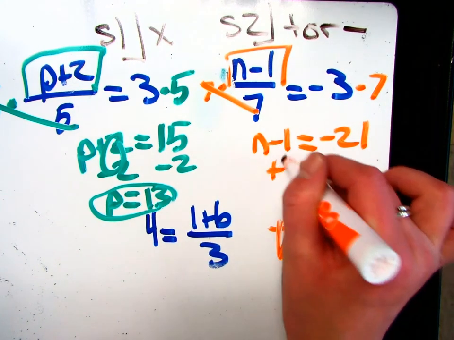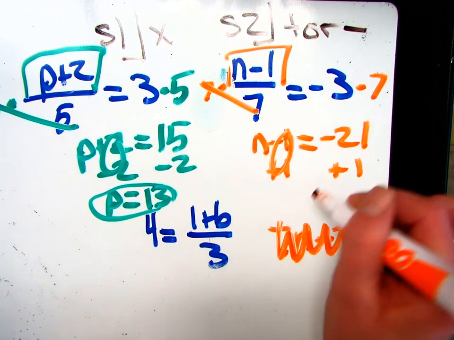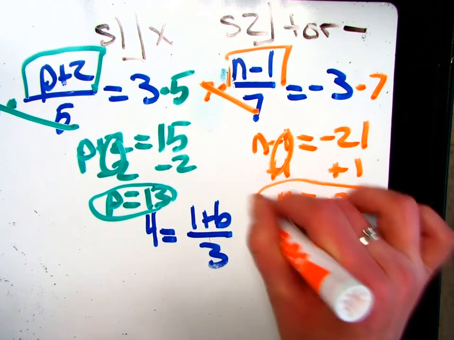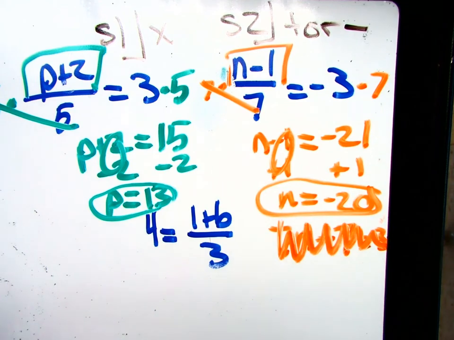To get rid of the minus 1, we'll add 1 on both sides. Those cross out. And negative 21 plus 1 is negative 20. So the final answer for this one is negative 20.